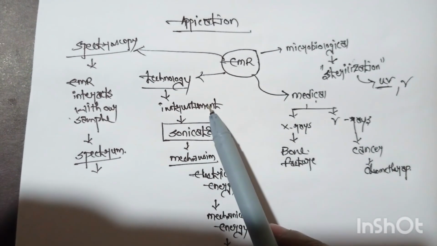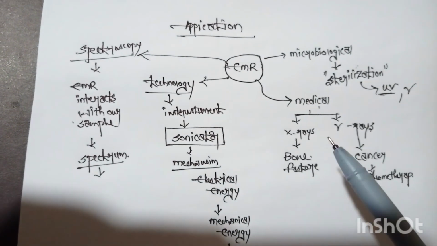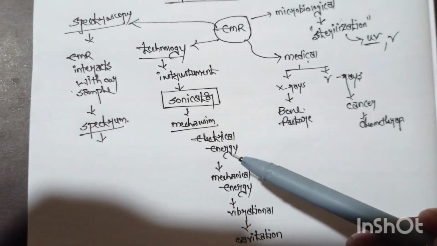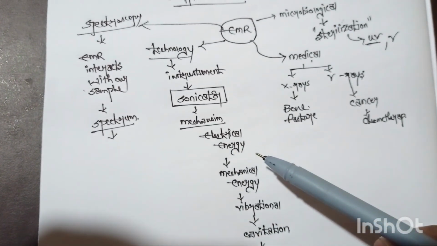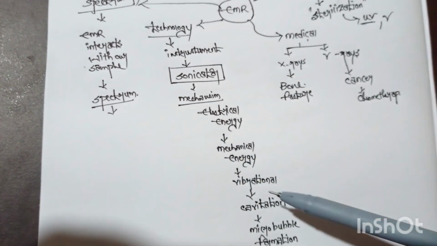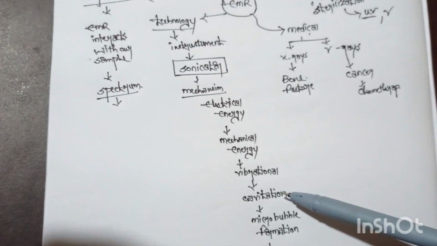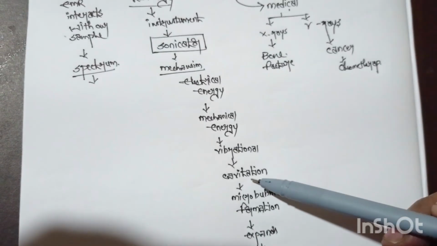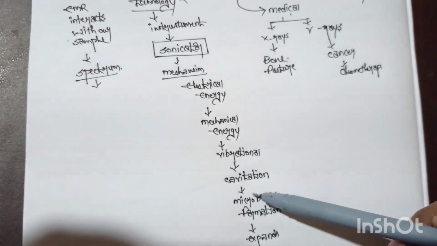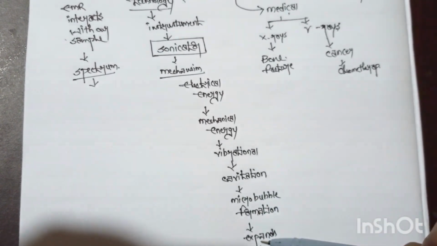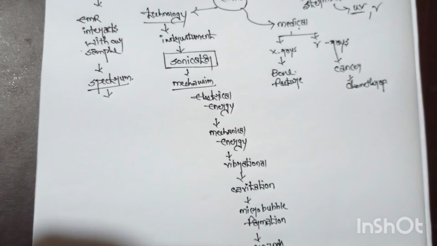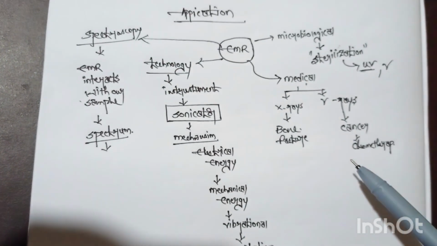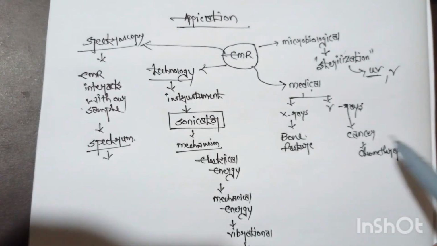From a technology point of view, the best example is the sonicator. In the sonicator, electrical energy is converted to mechanical energy, and that is converted to vibrational energy. Whenever vibrational energy is created in the sample, it causes cavitation. Cavitation means holes forming microbubbles, which expand and burst, and then release of energy takes place. Then the solute will be dissolved in the appropriate solvent.